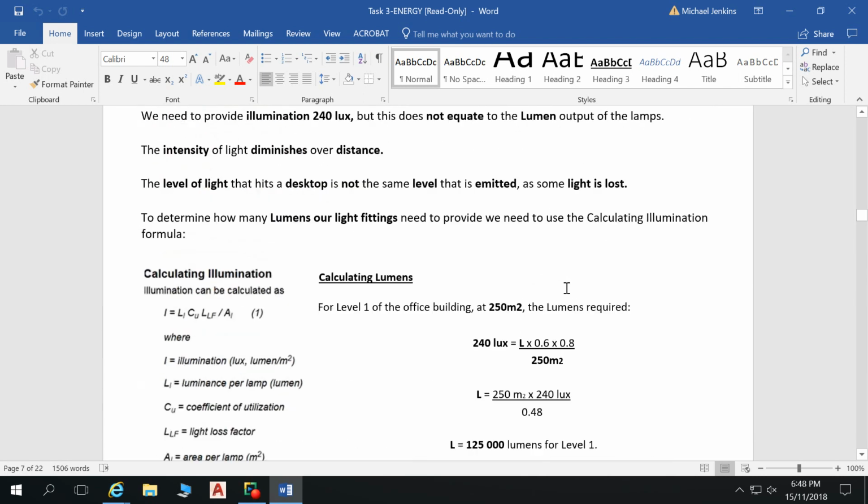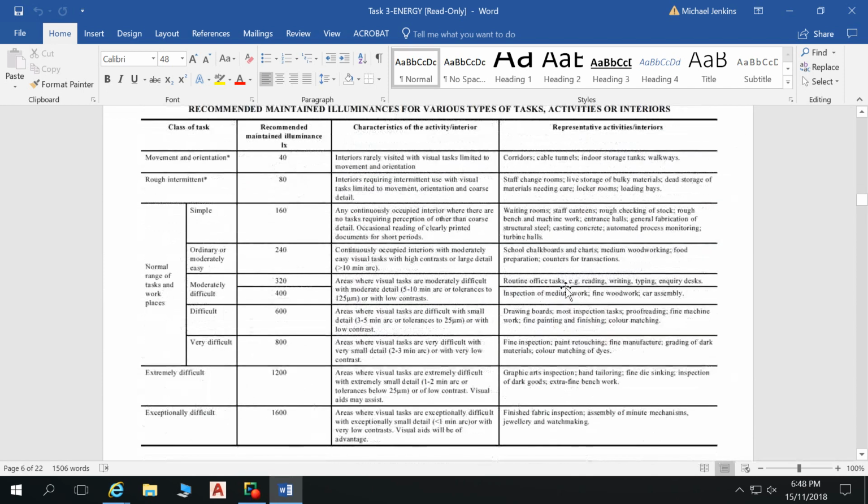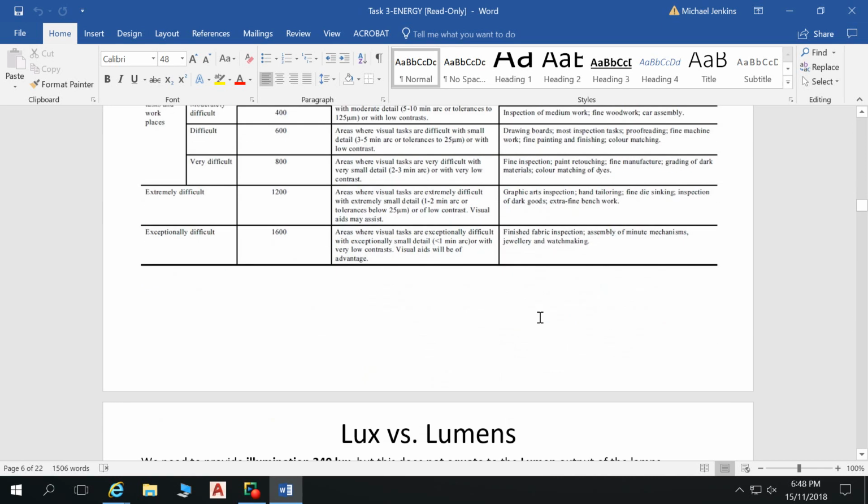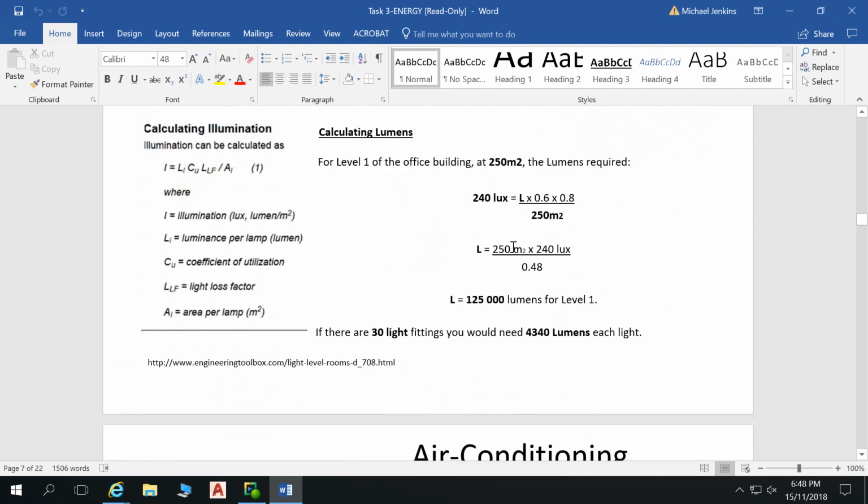Heading up to this table, can anybody tell me what sort of lux requirements we'd want for our office block? Yeah, 320. So we'll be looking at that. So we're going to be something more like 700 square meters by 320 divided by 0.48 gives us our required lumens. But for the purposes of this, we can do 250 square meters multiplied by 240 lux divided by 0.48, which means that we need 125,000 lumens.